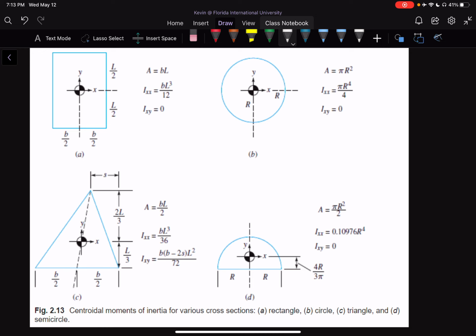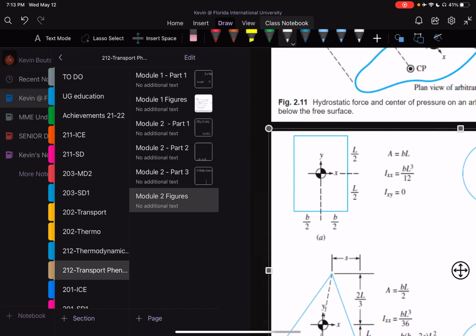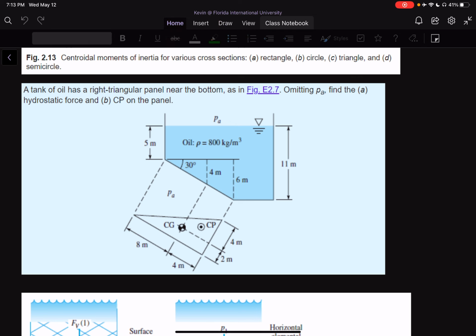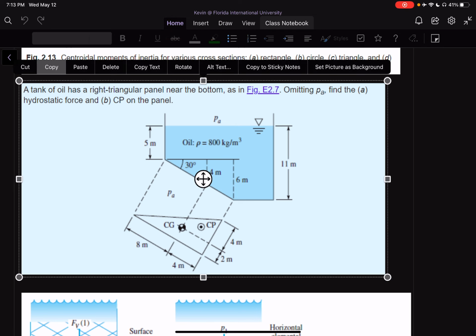Okay, so it really depends per problem, but we're going to do an example problem now. So let me copy over the example problem that we're going to do. This is an example problem from your book. So let me copy it over.